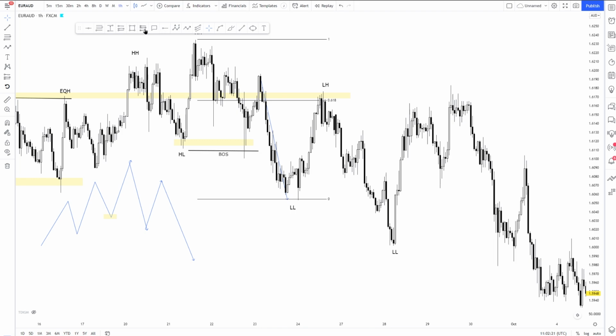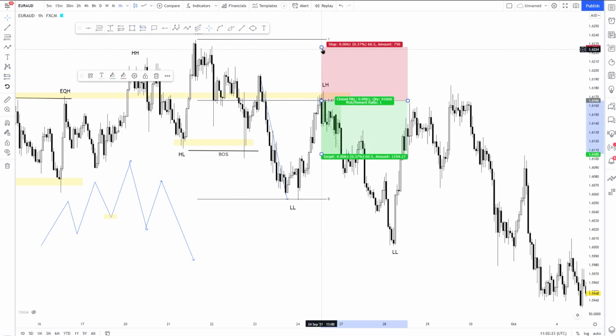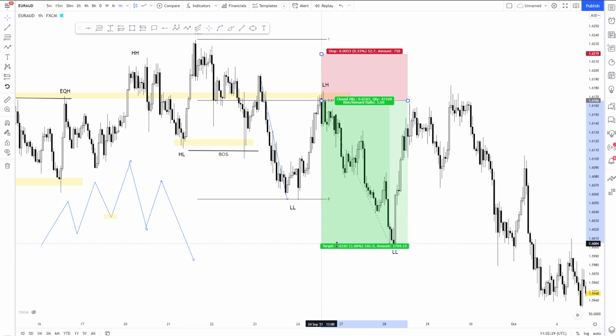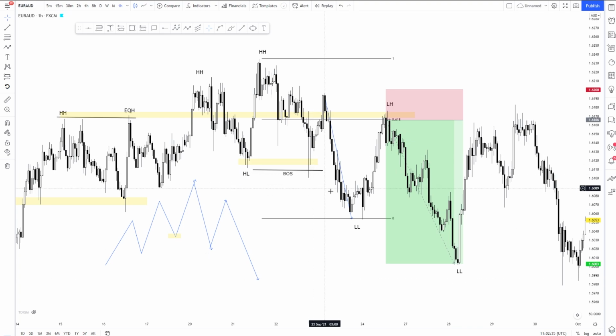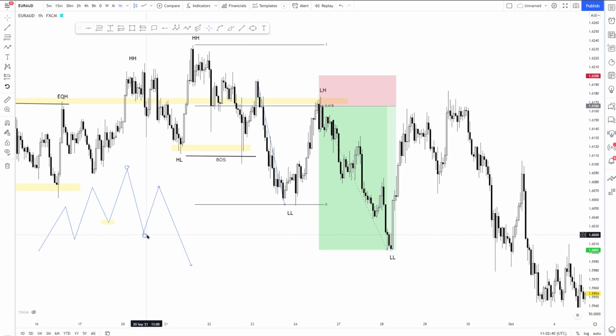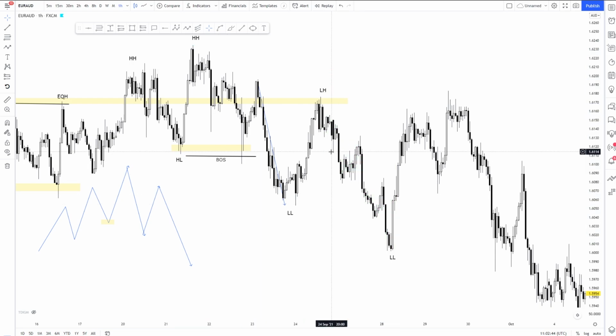So how you would enter this trade, for example, right here: stops could go just above this structure, or to be on the safe side, even above the previous wicks. And target could be, I'm not going to go into targets in this video, so we keep it simple. But this is how you can follow this downtrend shift after this break of structure right here. Okay, so let's erase some of the things.